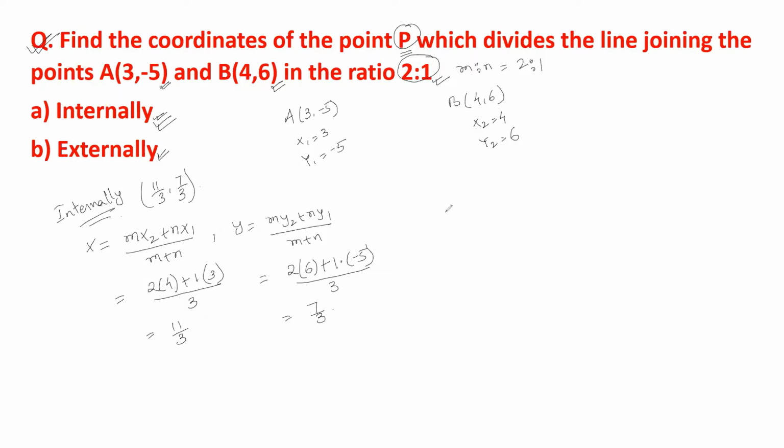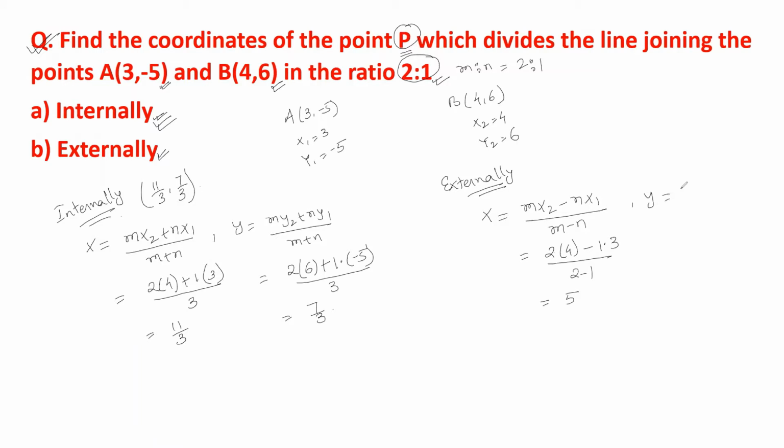In a similar way, when the point P would be dividing A and B externally, we can find the coordinates of the point P. So the x coordinate of the point P in this case would be simply mx2 minus nx1 upon m minus n. So this would be 2 into 4 minus 1 into 3 upon 2 minus 1. So if we solve this out, this would be 8 minus 3 upon 1. So that would be 5.